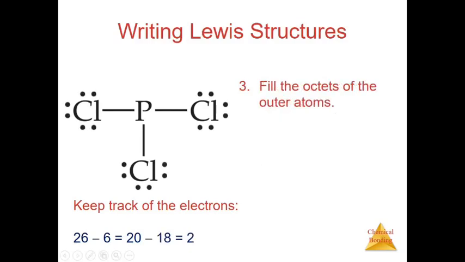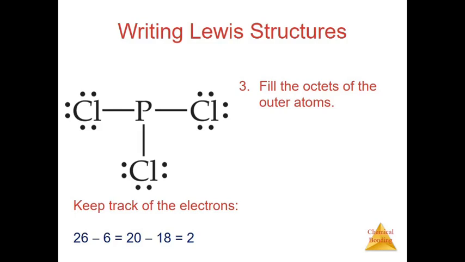Step number 3, we fill the octets of the outer atoms. We will go over exceptions to the octet rule, but you've learned that an octet mainly means that your outer energy level is going to be filled. Group 18 has 8 valence electrons. That is what is so important for their stability, and a lot of atoms want to be like the noble gases as far as stability goes.